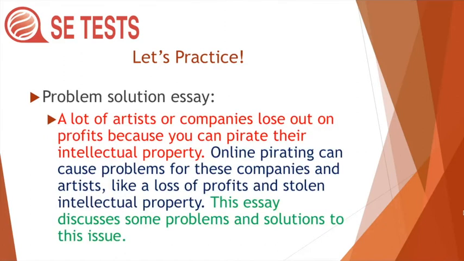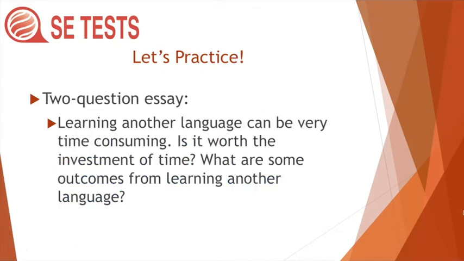So if we look at the introduction, we have our paraphrase. A lot of artists or companies lose out on profits because you can pirate their intellectual property. Then we have our thesis statement. Online pirating can cause problems for these companies and artists, like a loss of profits and stolen intellectual property. So now we know what we will talk about in the essay: a loss of profits and stolen intellectual property. This essay discusses some problems and solutions to the issue. All right, and now we have a 2-question essay.